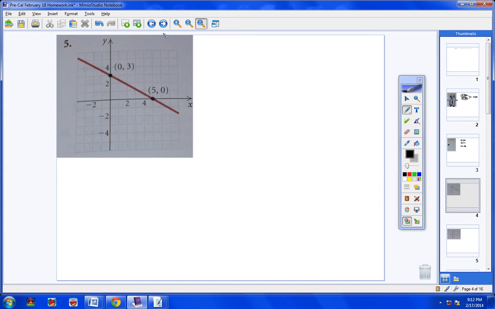Now, 5 through 8, the directions simply say find the slope. Now, remember, whenever you're given a graphed line, you use the formula rise over run. And you want to pick 2 points that have whole numbers. So here's a point here, and here's a point here.